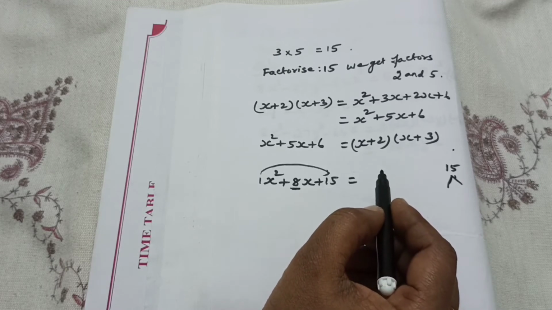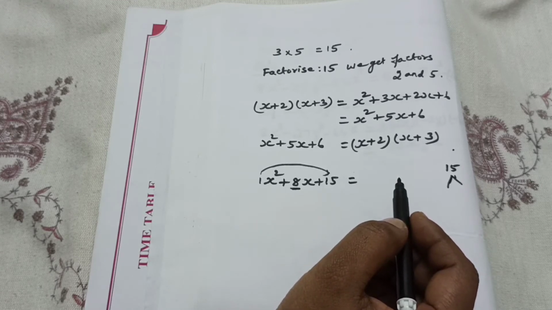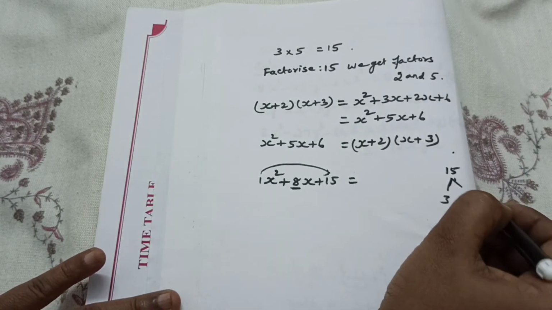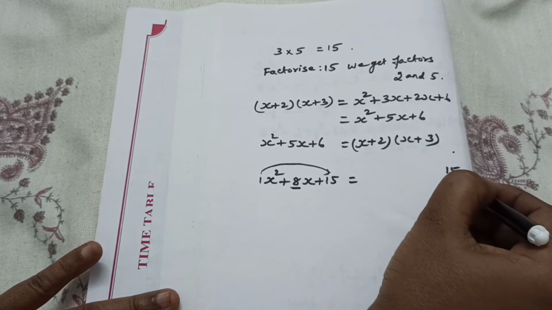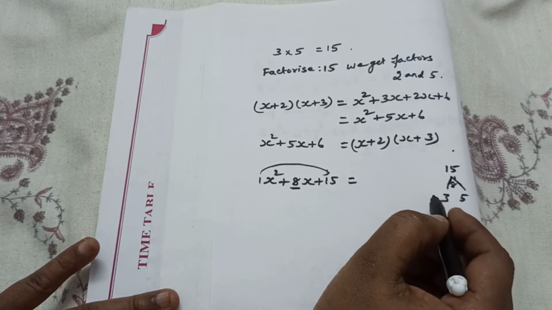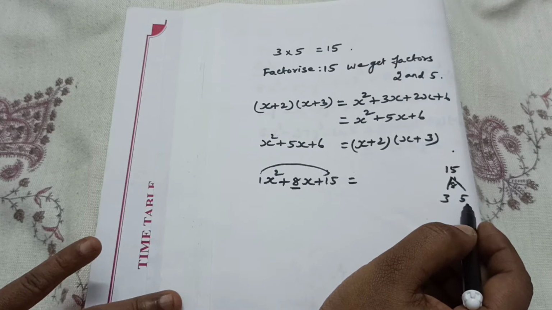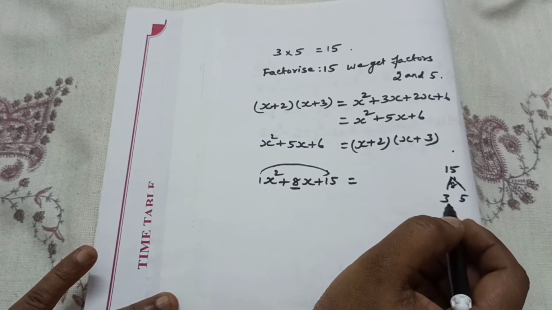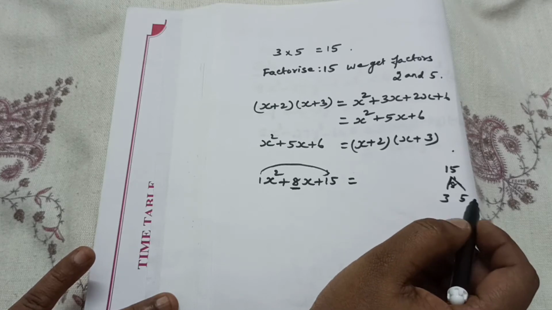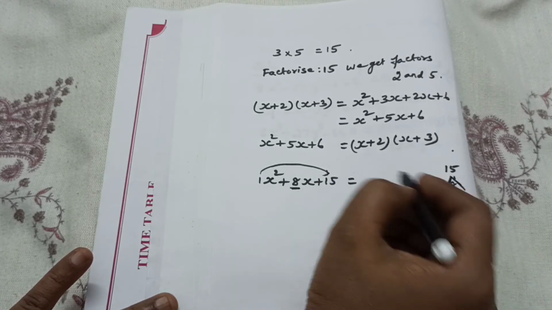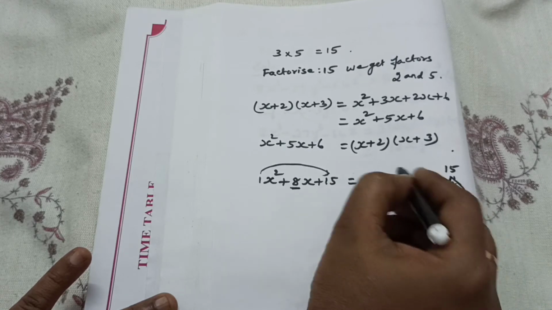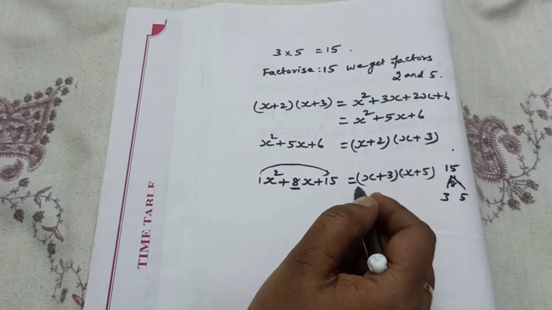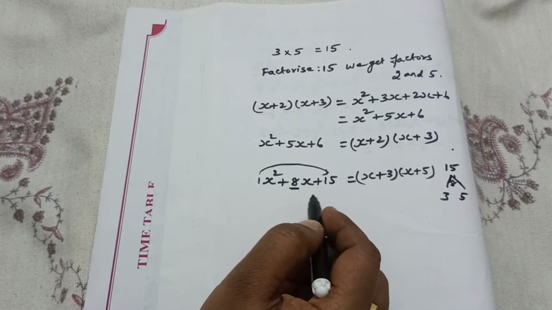Shall we check? 3 into 5 is 15, isn't it? Add these, we need sum 8. Did you get 8? 3 plus 5 is 8. Here the numbers 3 and 5 are the factors. So we can write x plus 3 into x plus 5 as the factors of this quadratic polynomial.